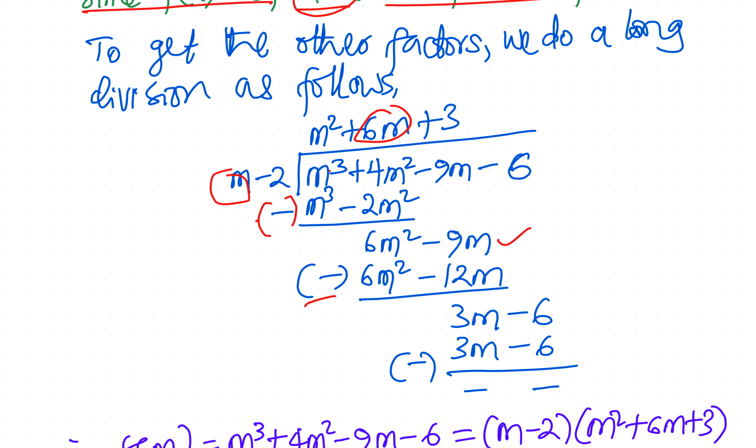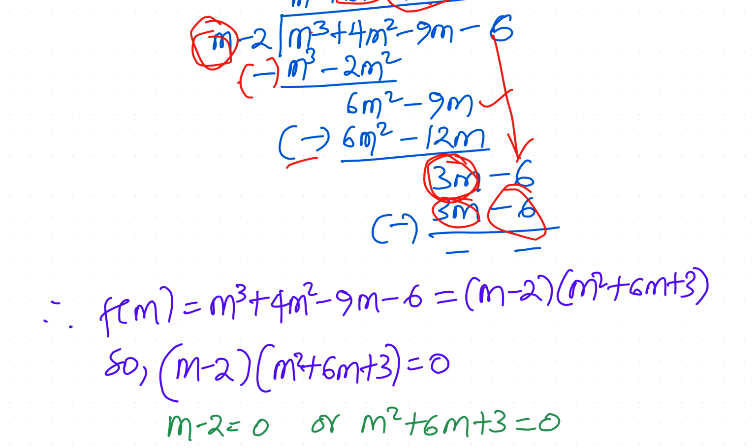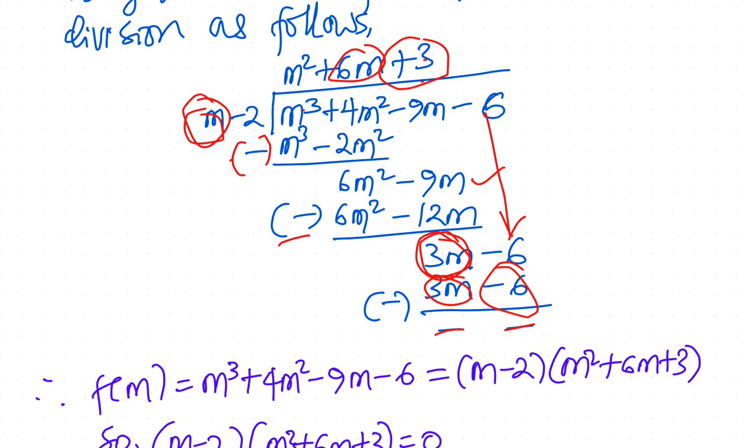Okay? So you bring down this minus 6 now. So again, you go m in 3m, that is plus 3. So 3 times m is 3m. 3 times minus 2 is minus 6. So you subtract again. 3m minus 3m is 0. Minus 6 plus 6 is also 0. So automatically, that means that our f of m, which is m cubed plus 4m squared minus 9m minus 6, is equal to m minus 2, the first factor, and this result we have up here, which is m squared plus 6m plus 3.